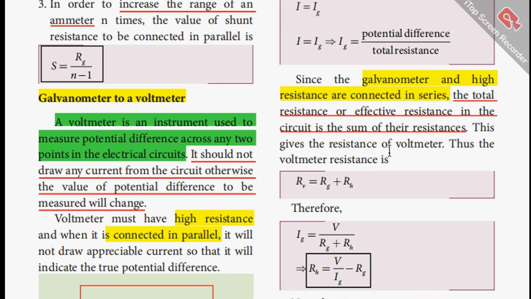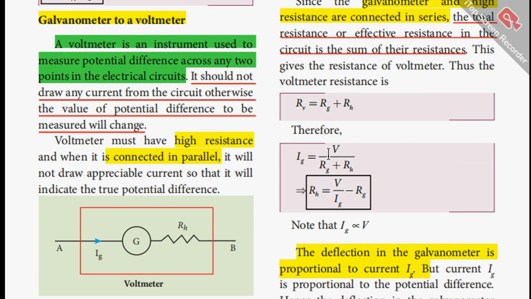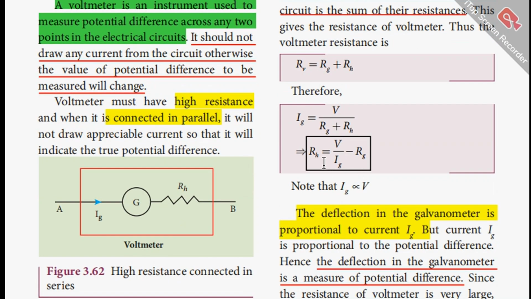And this gives the resistance of a voltmeter, that is given by Rv equal to Rg plus Rh. Therefore, Ig can be written as V by (Rg plus Rh). So the high resistance that has to be connected in series with the galvanometer is given by the expression H equal to V by Ig minus Rg.